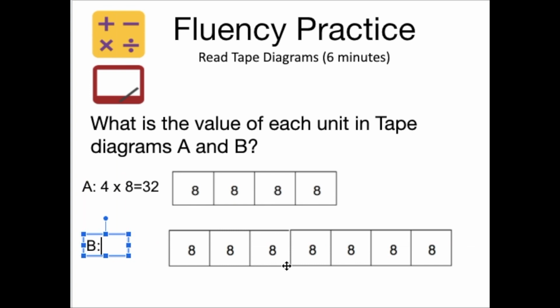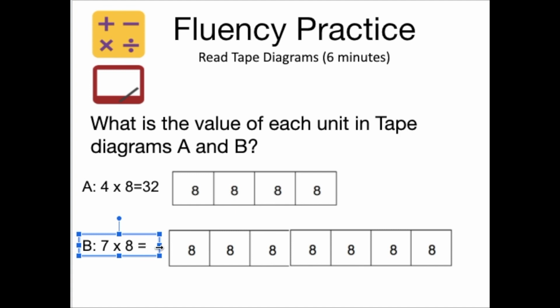Now we're going to take a look at B. We're going to find the value of tape diagram B by solving a multiplication problem. So let's take a look. How many parts does this tape diagram have? 1, 2, 3, 4, 5, 6, 7 parts. Seven parts with the value of 8 each. My multiplication problem is 7 times 8.